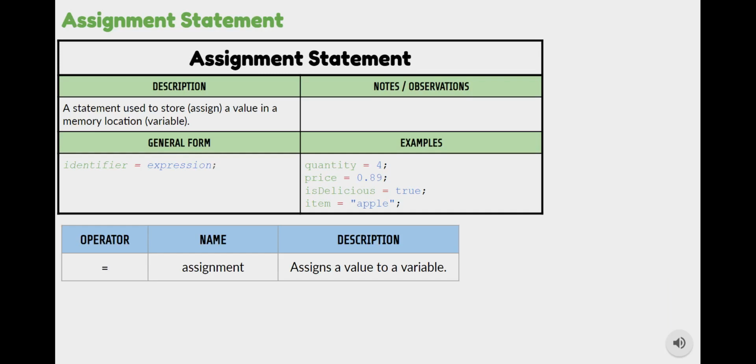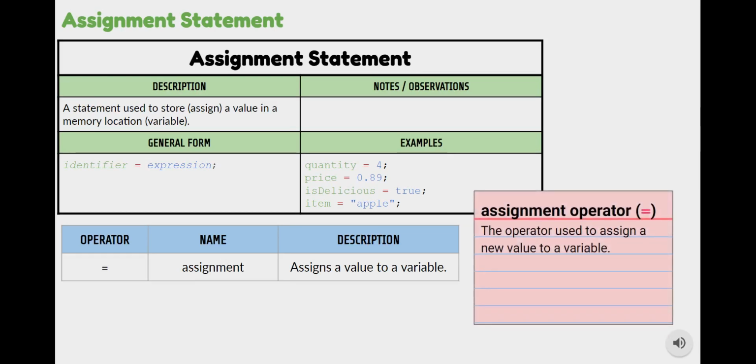So that means that we are going to learn a new statement. This statement is the assignment statement. It is a statement used to store or assign a value in a memory location. We call those memory locations variables. So we start off with the identifier or the name of the variable, and we set it equal to an expression. You'll notice that equal sign is colored red. That's because that is the assignment operator. It is an operator used to assign a value to a variable, different than how we use the equal sign in math to mean equality.